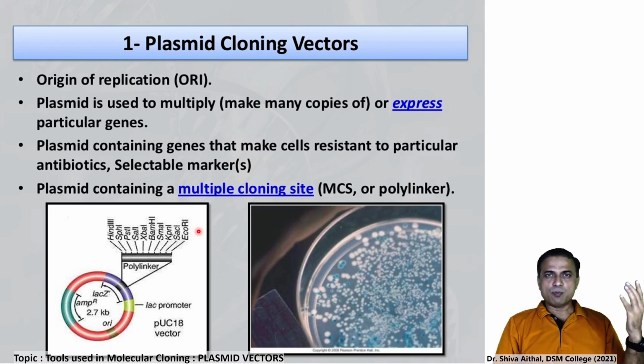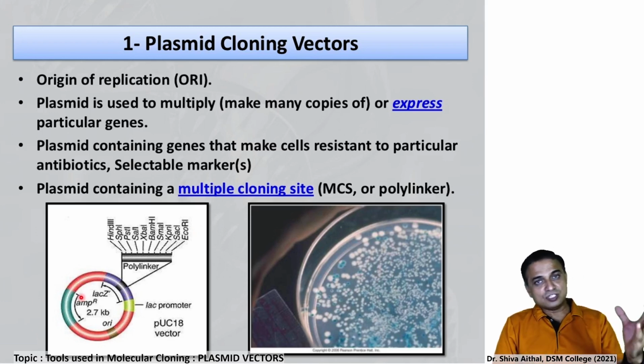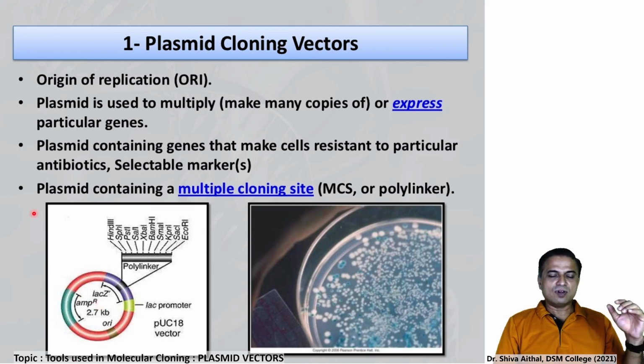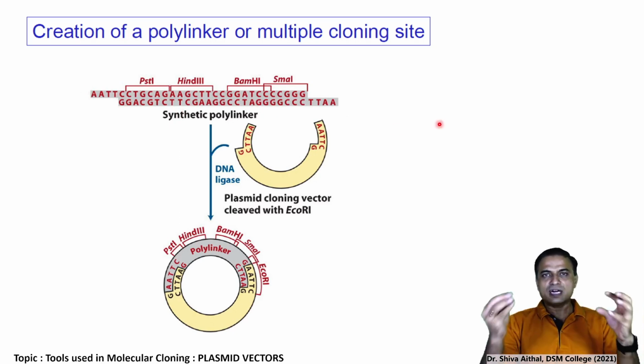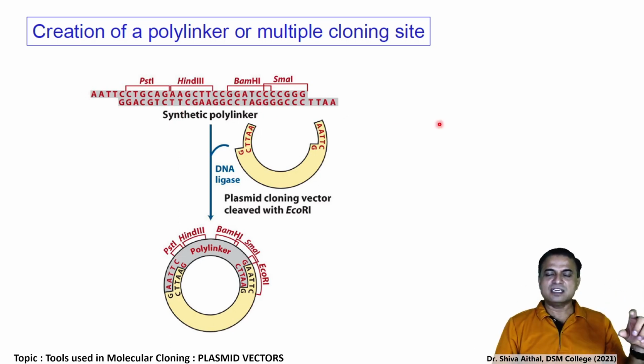It means if you have a very posh bungalow designed by some engineer, that didn't naturally exist in nature. It was designed. Similarly, you have a design which is designed by a genetic engineer, and one of the features is it should contain multiple cloning sites. It is called a polylinker. What is a polylinker? The creation of a polylinker or a multiple cloning site is done by using a synthetic polylinker. So you have various types of nucleotides added, ligated, and a double-stranded DNA is synthesized.